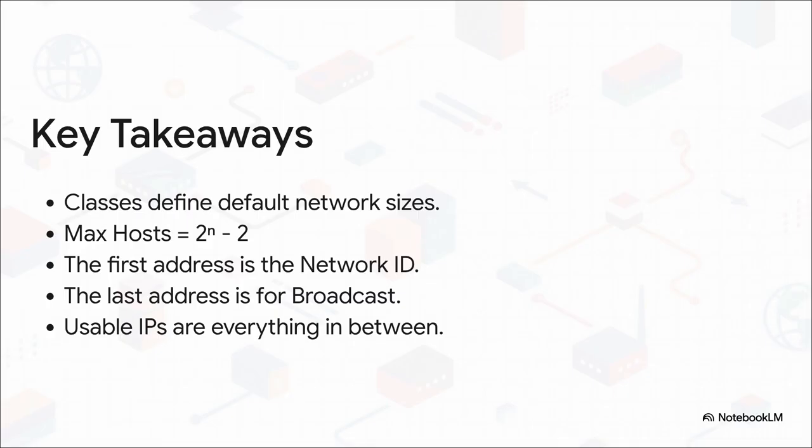Okay, let's do a super quick recap. First, classes give you a ballpark idea of your network's default size. Second, the magic formula to find out how many devices you can connect is 2 to the power of n minus 2. And now we know exactly why we subtract 2. One for the network ID, the street name, and one for the broadcast address, the megaphone. Everything else in the middle, that's your playground. Those are the addresses you can actually use.